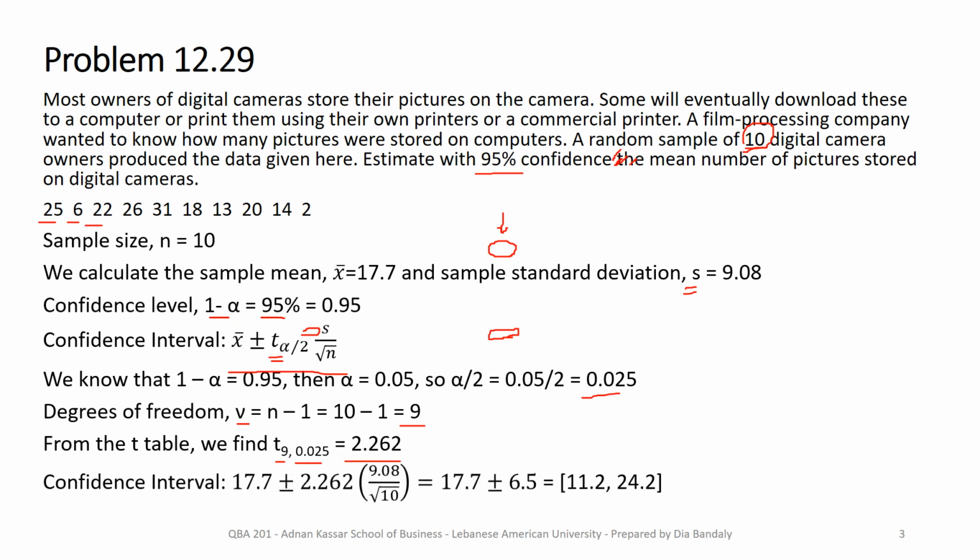Now we can plug it into the confidence interval formula. And this is the X bar that we calculated from the observations. This is our T. This is S, the standard deviation that you also know how to calculate from the observations. This is the sample size. Everything is now familiar. And we get a confidence interval of 11.2 and 24.2.